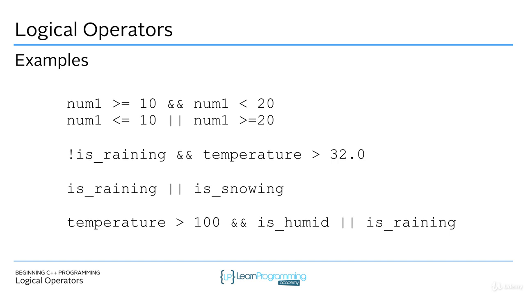The next logical expression is checking if it's not raining and the temperature is greater than 32 degrees Fahrenheit. The following expression uses a logical OR, and it will be true if it's raining or if it's snowing. Finally, the last logical expression is checking to see if temperature is greater than 100 and it is humid or it's raining. Remember here that the AND has precedence over the OR. I think you can see how powerful our logical expressions can be by simply combining these primitive operators. Also notice how important our variable names become as well.